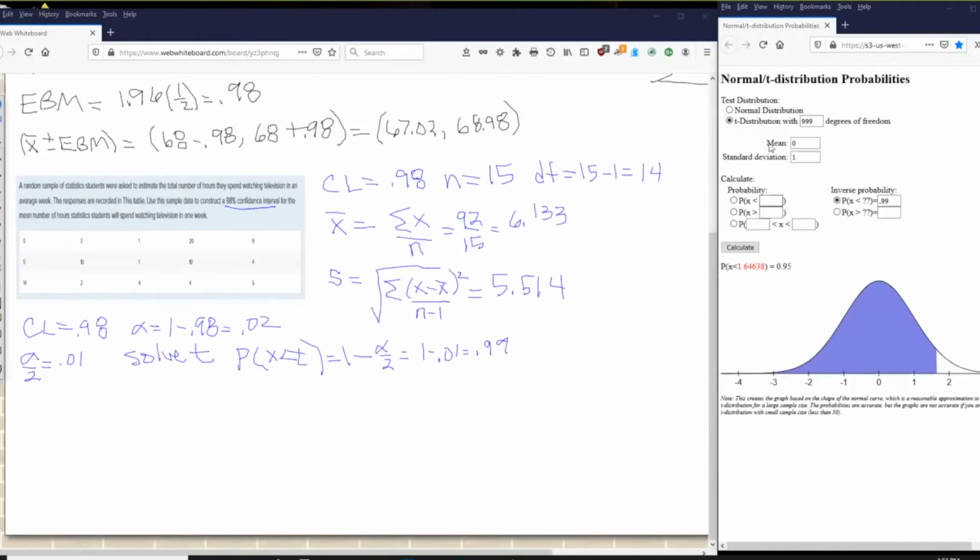And once again, when you're solving for your t-scores or your z-scores, you're going to use a mean of 0 and a standard deviation of 1. And then we have a degrees of freedom because we're using the t-distribution. We solved that right here. That's going to be 14. So I'm going to put in 14. I have my mean of 0, standard deviation of 1. Solving for 99 percentile, that's going to give me a t-score of 2.624.